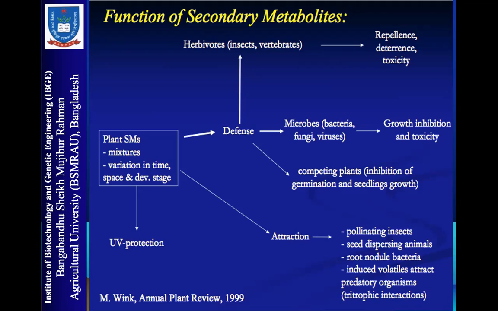This is why they need some sunscreen-like substances, UV protection substances. So some flavonoidal compounds can protect the plant cell from the UV light coming through the sunlight. This is very interesting, and scientists discovered many compounds from the plants which we are using now as sunscreen.